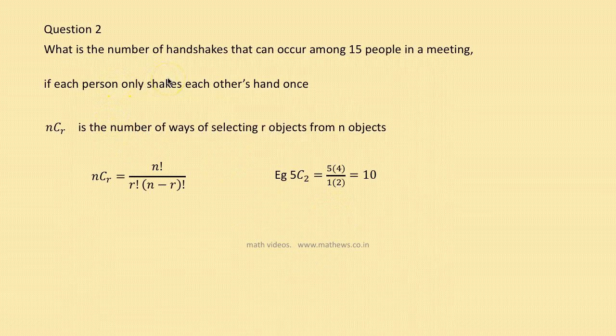Question 2, this is a problem on combinations. What is the number of handshakes that can occur among 15 people in a meeting if each person shakes each other's hand only once? Now, number of ways of selecting R objects from N objects is NCR, where NCR is N factorial by R factorial into N minus R factorial. For example, 5C2 will be 5 into 4 by 1 into 2. So we go back 2 times and from 1 we go up to 2. So we get the answer as 10.